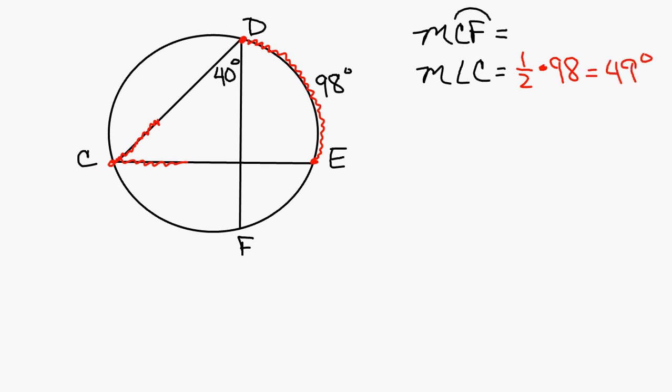Arc CF. Arc CF sits right here, C to F. Arc CF is created by angle D, which is right here. If angle D is 40 degrees, arc CF would be 2 times 40, which is 80 degrees. So arc CF is 80 degrees. Everybody all right with that? Any questions on what we've covered so far?